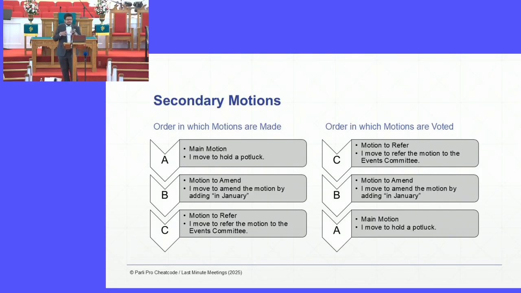So the first vote you'll take is whether or not to send it to the events committee, because if you vote yes, it's sent to the events committee, you're done, and you go on to the next thing. If you vote no, then you go to the amendment. You vote that up or down, but at the end, you're going to be voting on A, either A as amended or A as originally stated if the amendment was not agreed to.